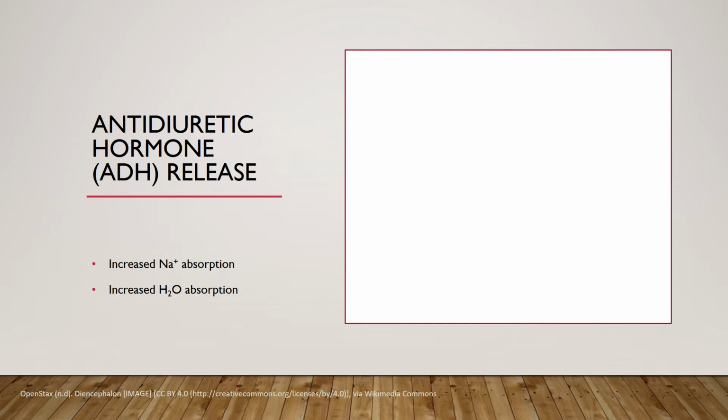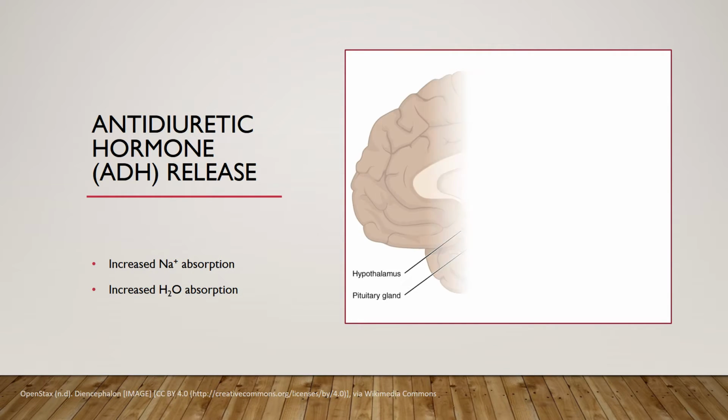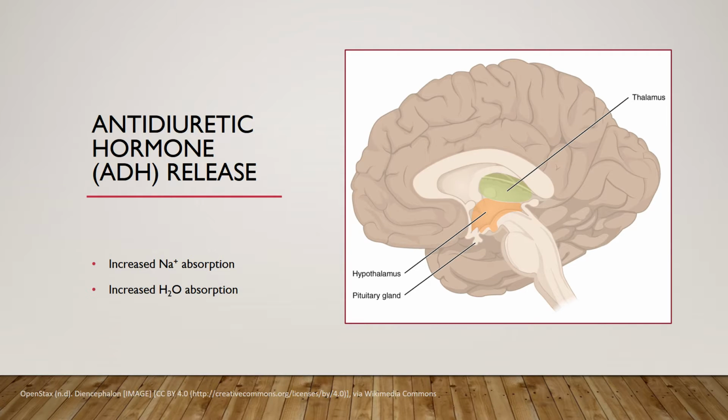Angiotensin 2's fourth and final function is to trigger the release of antidiuretic hormone, known as ADH. ADH also goes by the name vasopressin. ADH is produced in the hypothalamus, a gland that forms part of the diencephalon within the brain, and is stored in vesicles within the nearby posterior pituitary gland until released.